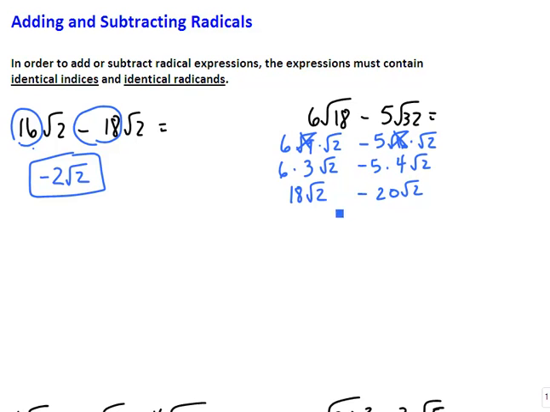So after we've simplified our radicals, we now do have matching radical terms, square root of 2's. So we're able to subtract the coefficients out front. 18 minus 20 is negative 2, and the square root of 2 just stays put.